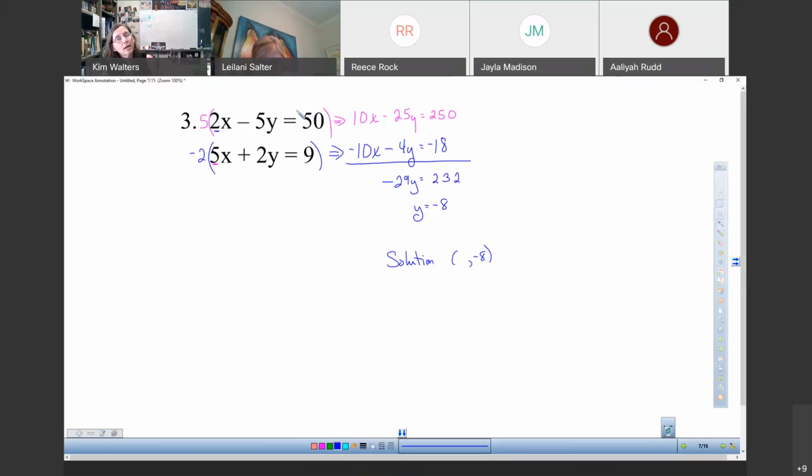Again, it doesn't matter which equation you go back to find the y. I'm going to go to the second one. So I'm going to find x.